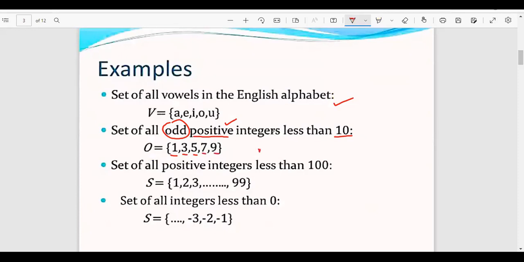If I talk about the number of elements in O, this is the notation. And how many elements do I have? 1, 2, 3, 4, and 5. So I have 5 elements.